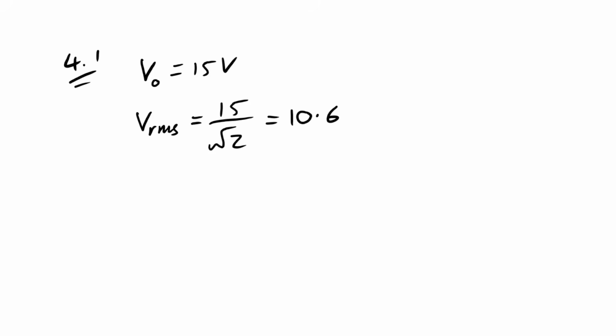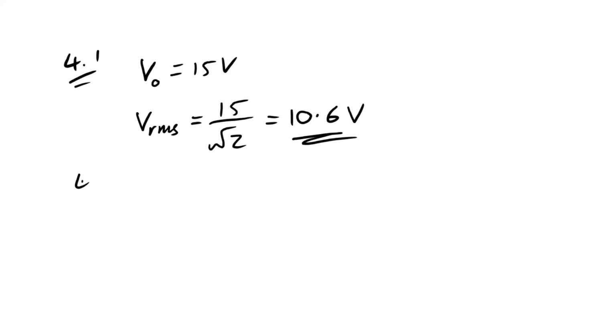Electricity, 4.1, calculate the RMS voltage of the supply. So we have a peak voltage of 15 volts. We know that the conversion factor is root 2. It's going to be smaller, so therefore it's 15 divided by root 2. And that gives us 10.6, or technically it should be 11, but okay, fine. Let's go to 3 sig figs there. You would get the mark for 11.